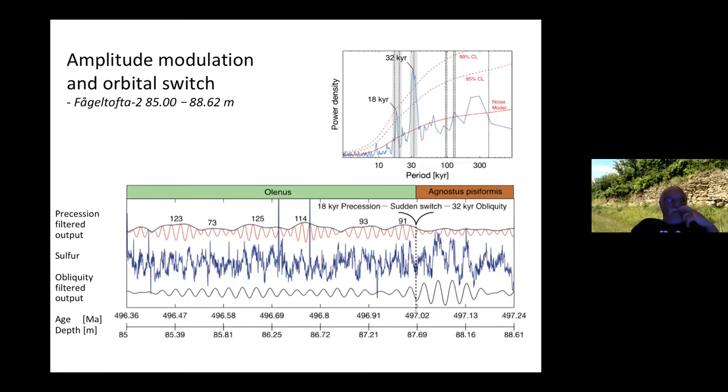Yeah, well, eccentricity modulates the precession cycle. If you have no eccentricity, a precession cycle has no effect. So when you have high eccentricity, you're going to have a lot of precession produced effects. So that's interesting. Yeah.